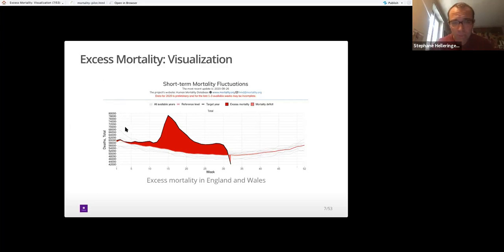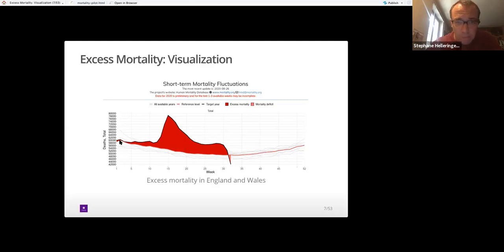So as you see on this graph here, you have a number of lines that are counts of deaths per week, and that represent the number of deaths that were seen in a country, here England and Wales, in previous years. So the gray lines here. The red line here is the result of the modeling that we do, and that's the expected level of mortality that we would have expected to see if the pandemic had not happened.